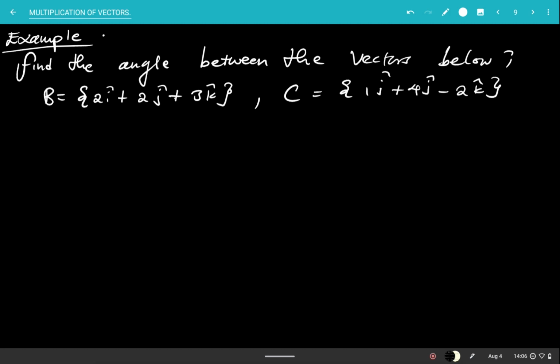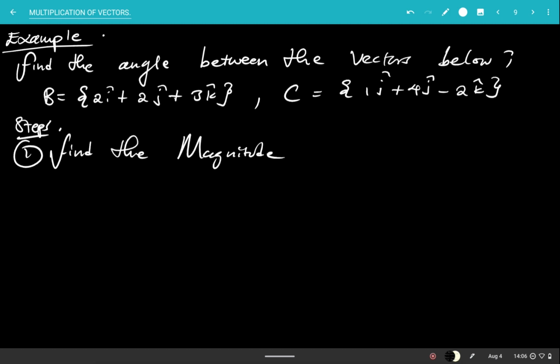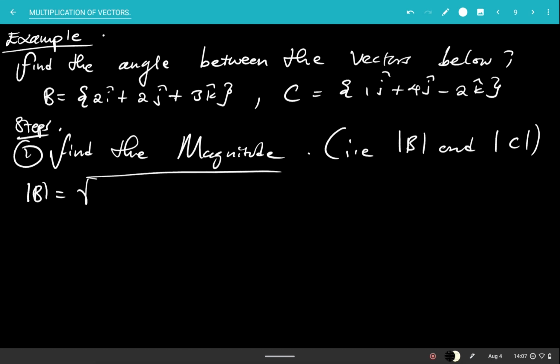The first thing we're supposed to do, Step 1, is find the magnitudes. When I say magnitudes, I imply the size. So I'm talking about the magnitude of B and the magnitude of C. To find the magnitude of B, it's going to be the root of the component in the I squared plus the component in the J squared plus the component in the K squared. So you have 2 squared plus 2 squared plus 3 squared. This will give you the magnitude of root 17.